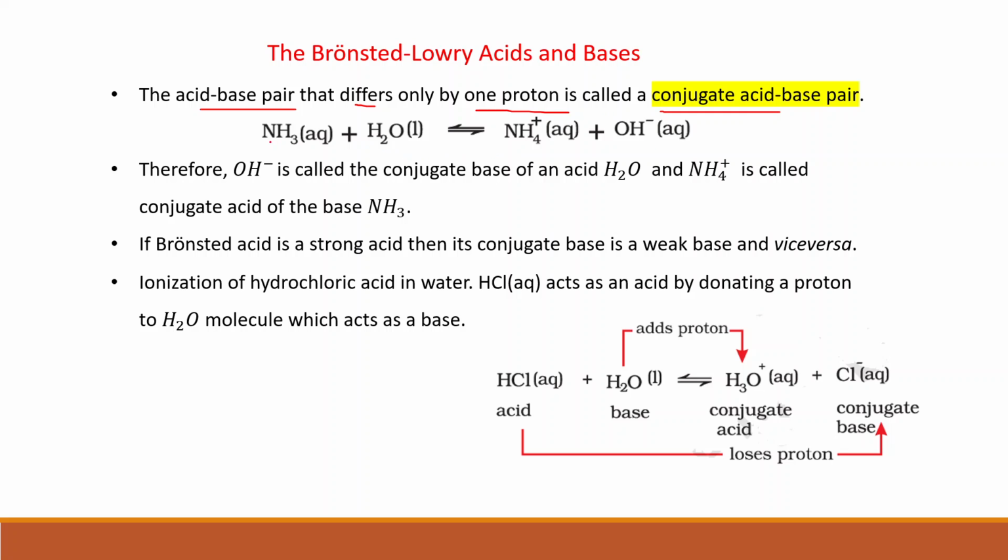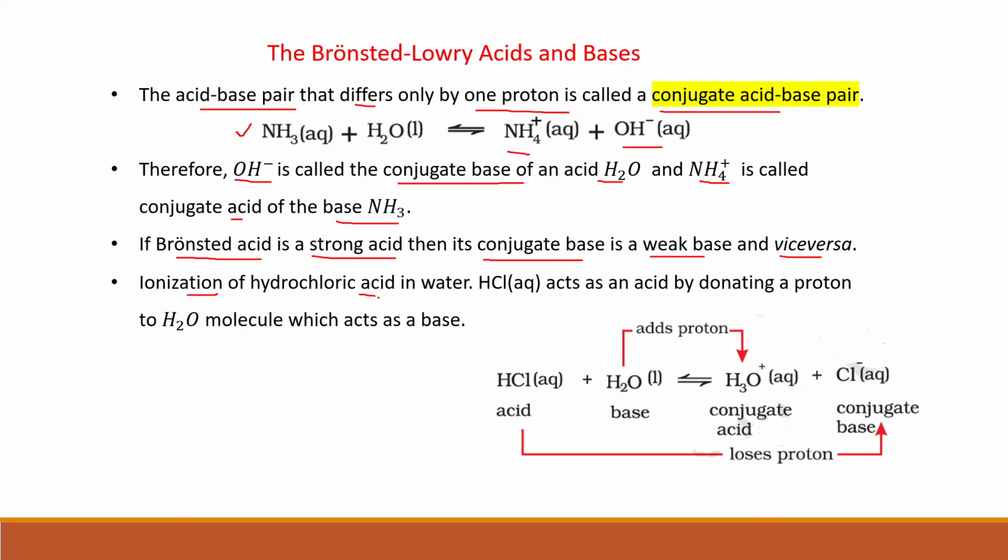Again, if we consider this reaction, NH3 plus H2O converting into NH4 plus and OH minus ion, OH minus ion is called the conjugate base of the acid H2O, and NH4 plus is called the conjugate acid of the base NH3. If a Brönsted acid is a strong acid, then its conjugate base is a weak base and vice versa.